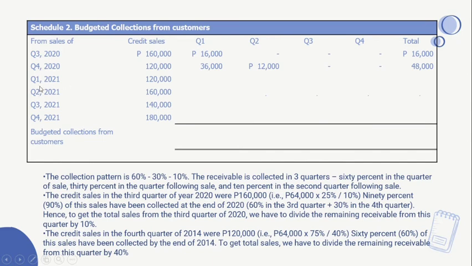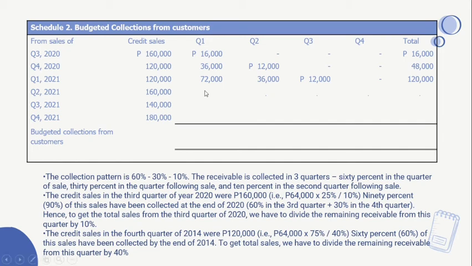So, moving on, first quarter of 2021, kani 120, 160, 140, 180, mao na siyang nakuha na to sa schedule 1, di ba? So, sayon rin siya. Mag-multiply ra kag 60, 30, and 10%. So, 120 times 60%, mao na siyang makolect on quarter 1. Kanya, 120 times 30%, 36,000. Makolect na siya on quarter 2. Then, 120 times 10%, we have 12,000. So, to be collected on quarter 3.